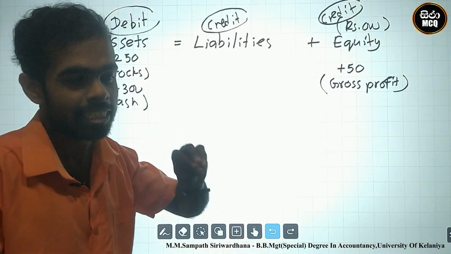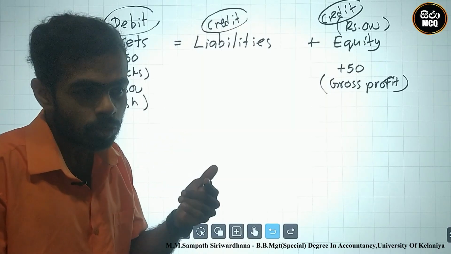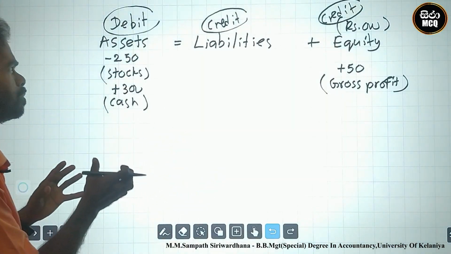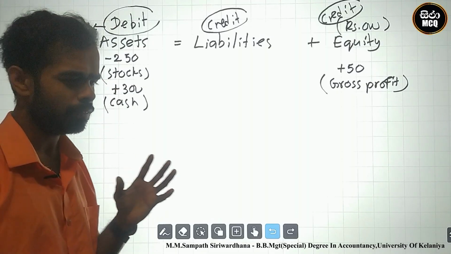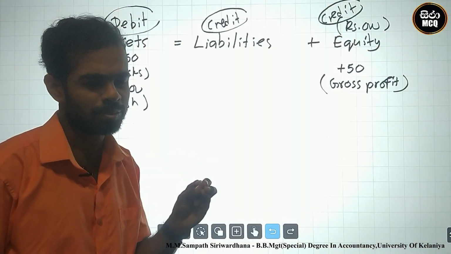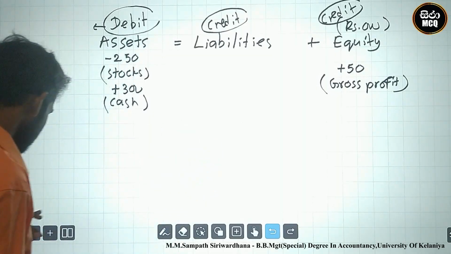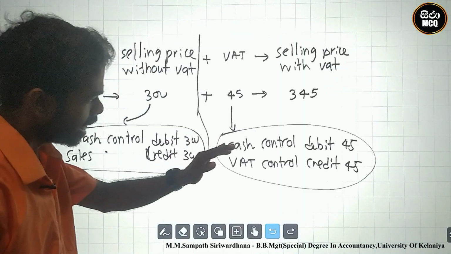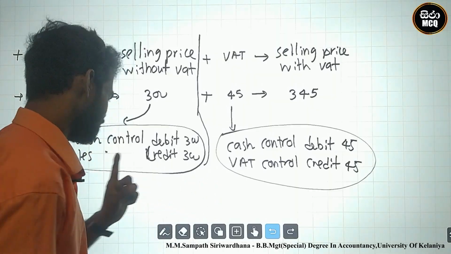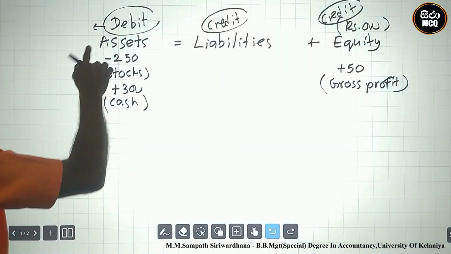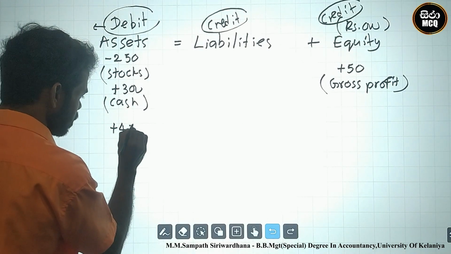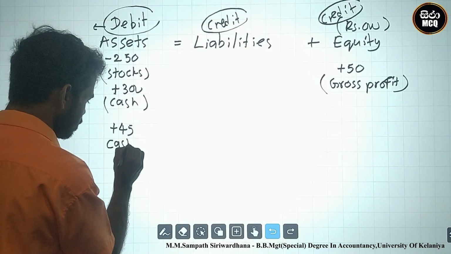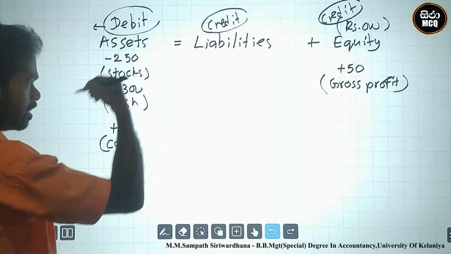This cash dial is a debit dial. This shot is a debit shot. Therefore, we must add this one. This is a debit dial, we like debits. Therefore, the debit shot is there. Cash control is debit, we must add this. Why? This is the same person. There is a debit of cash 45. Cash was debit. Debit means we must add this one.